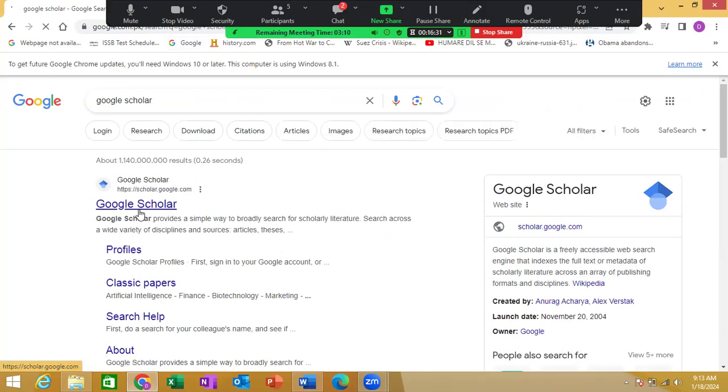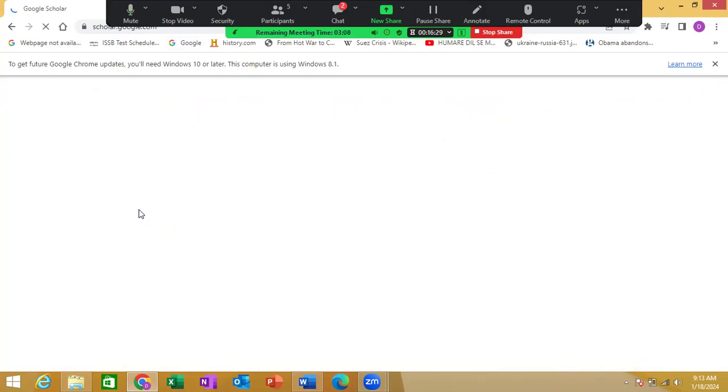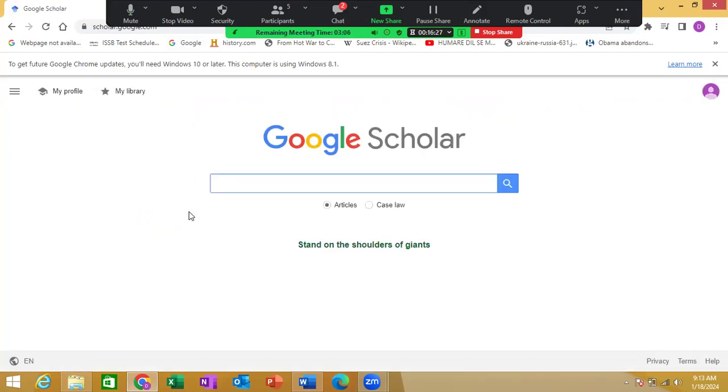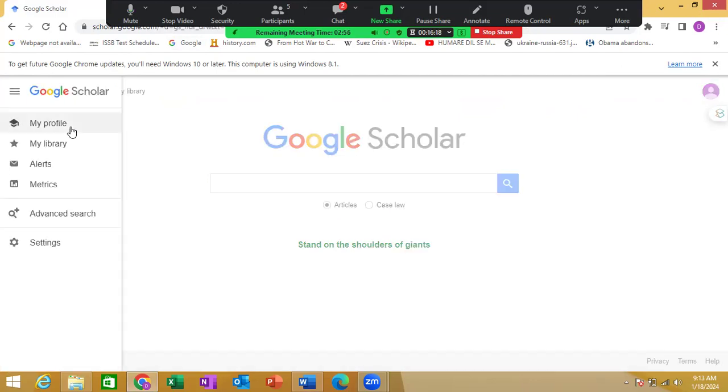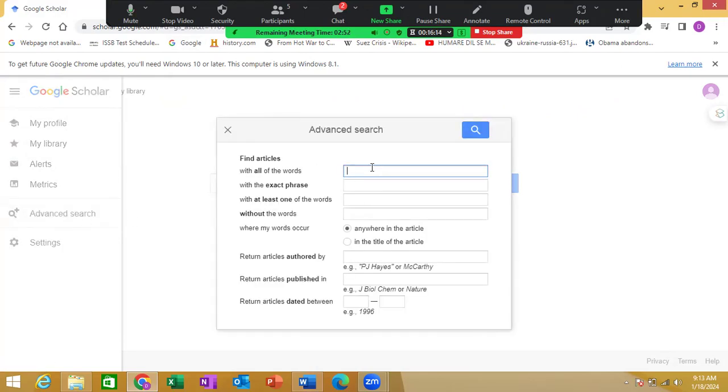So another common database is Google Scholar, but not as specific as PubMed or others. Here you will also use similar things. You have articles. This is your My Profile, alerts. Here also you can go for advanced search. See, this is the advanced search option of Google Scholar.